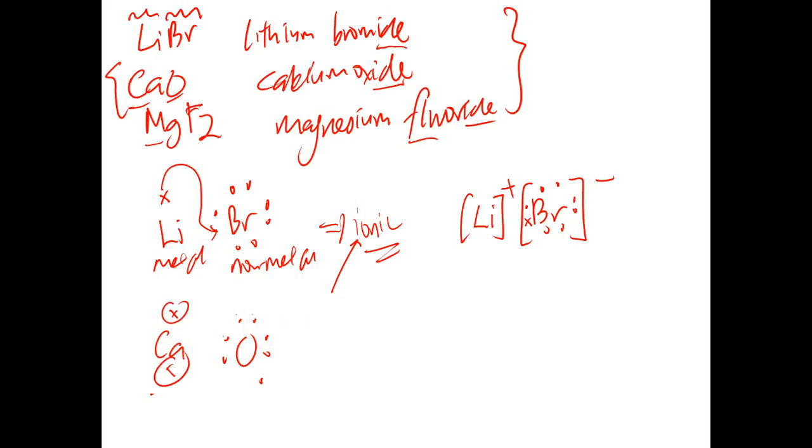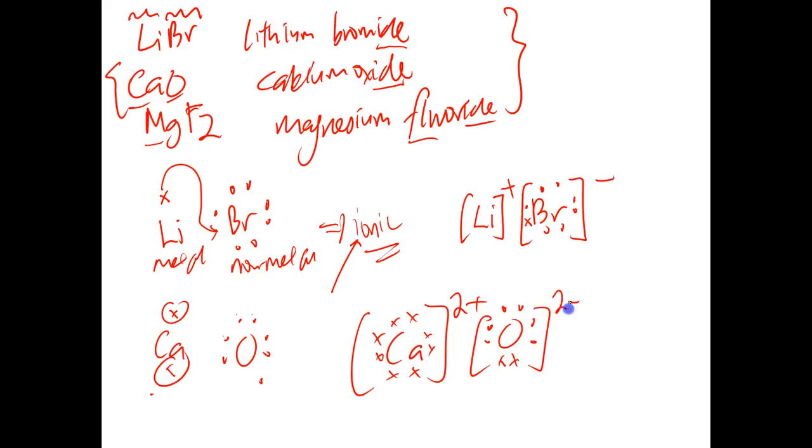Calcium can give oxygen 2 more electrons. So it will look like this. This is the next innermost shell of calcium. 2 plus because it has lost 2 electrons. Oxygen, 2 minus because it has gained 2 valence electrons from calcium. So overall Ca2 plus, O2 minus, CaO, charge balance, good.